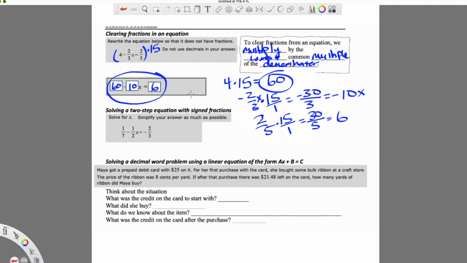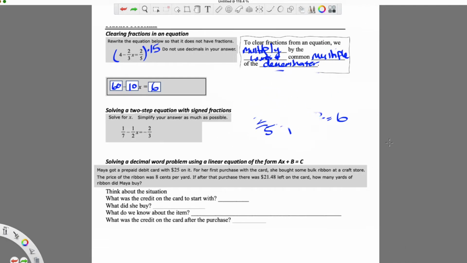So they didn't actually ask us to go solve. We are going to solve this next one with some fractions. First, let's eliminate those fractions. I'm going to erase some of this work so I have a little more room. All right, so 7, 2, and 3. If I list the multiples, starting with 7.